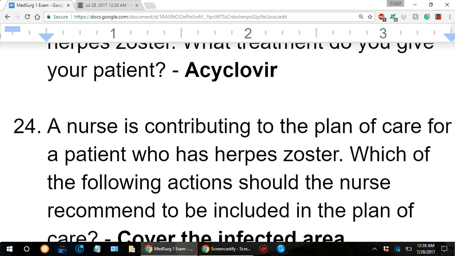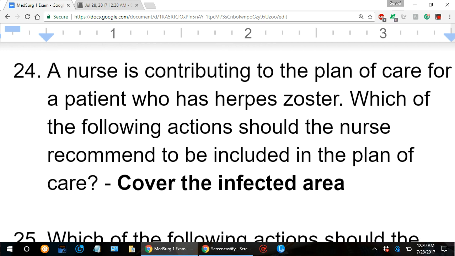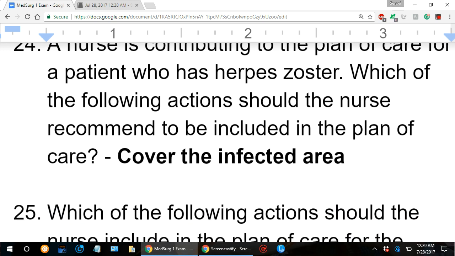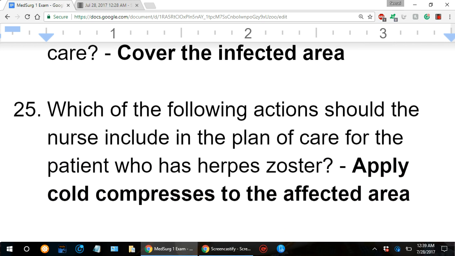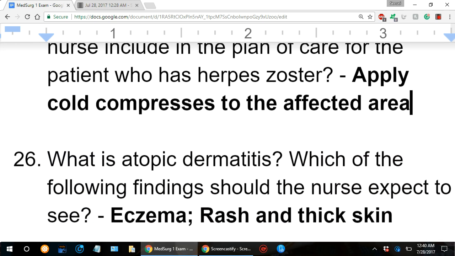A nurse is contributing to the plan of care for a patient who has herpes zoster. Which of the following actions should the nurse recommend to be included in the plan of care? Cover the infected area. Which of the following actions should the nurse include in the plan of care for the patient who has herpes zoster? Apply cold compresses to the affected area. So cover the affected area and apply cold compresses.